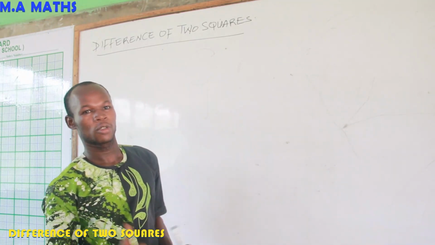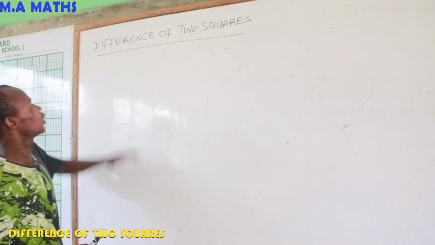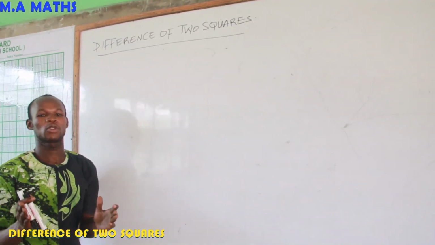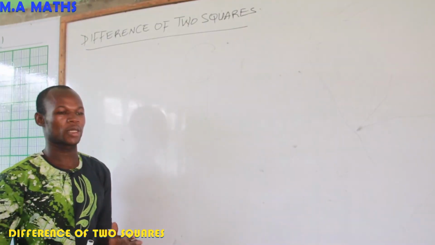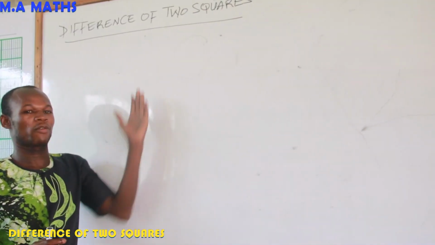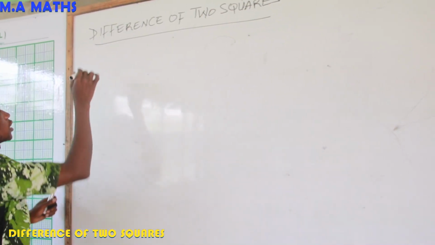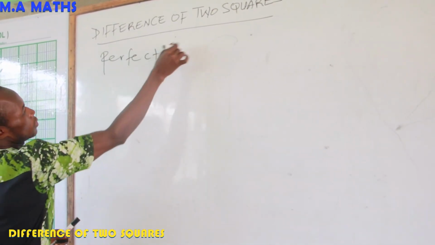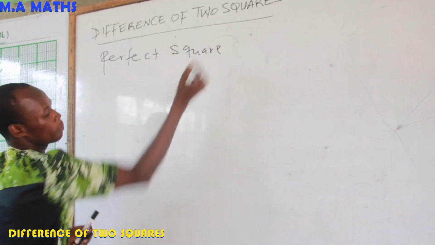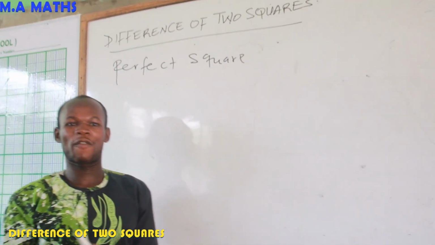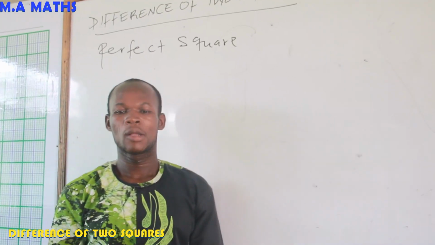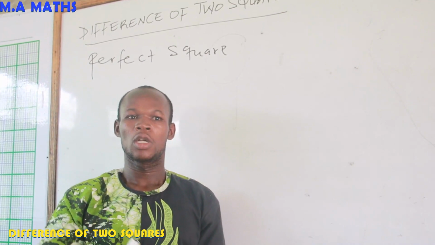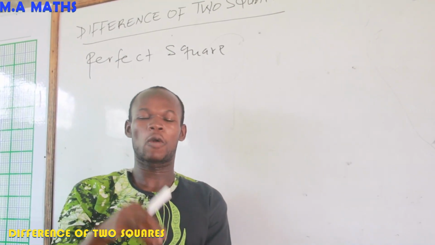So let's go into today's lesson. Today we are going to look at difference of two squares. And with difference of two squares, there are some key things you need to know before we can move on with the key term. We need to understand what is a perfect square. A perfect square is a number multiplied by itself to give a result. The result that you get becomes a perfect square.